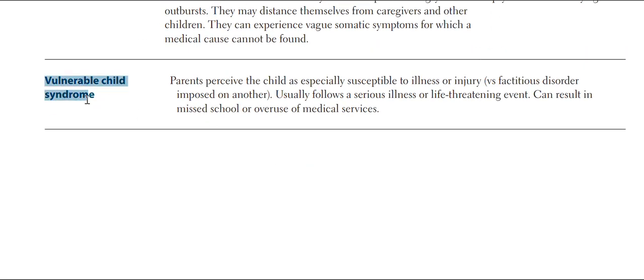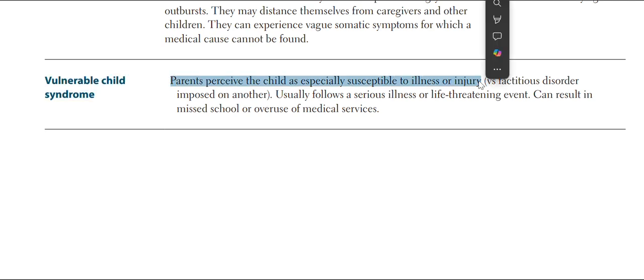Finally, we have vulnerable child syndrome. It's a very low yield condition. The idea here is very simple: parents usually think that their children are more prone to harm, and it's more of a protective instinct. That is why they would try to bring the child to the hospital a lot of times. Think of it as a hypochondriac person, but instead of the person actively coming to the hospital, they're bringing their child.